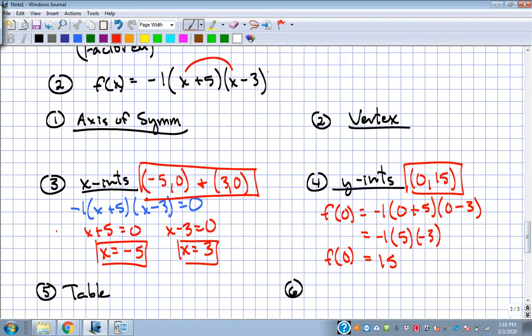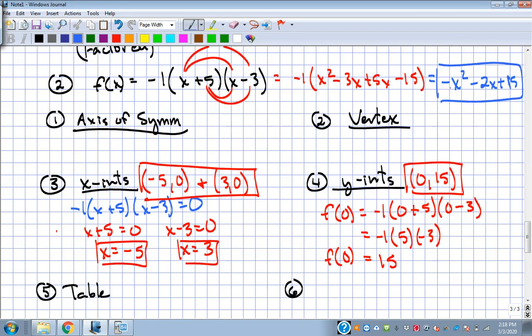So I'm going to multiply this original problem out. I'm going to multiply x times x, get x squared. X times -3 is -3x, plus 5x, minus 15. And then I'm going to distribute the -1. So -x squared, -3x and positive 5x is 2x. Make that -2x plus 15. Now I have it in standard form.